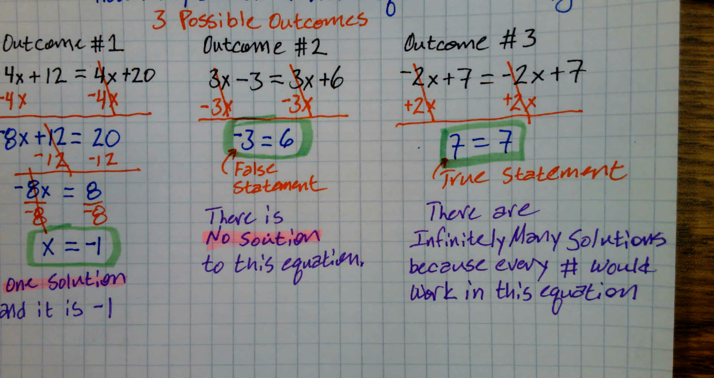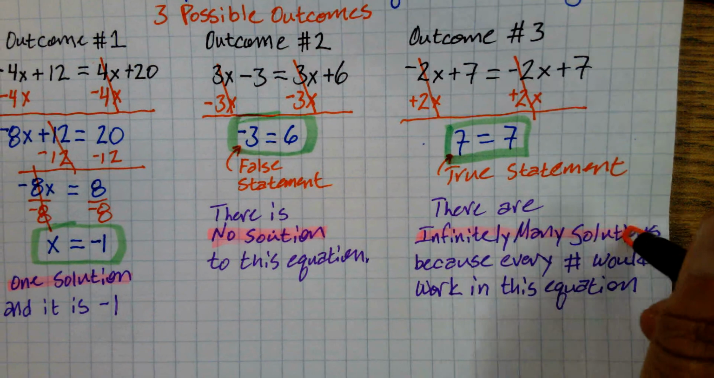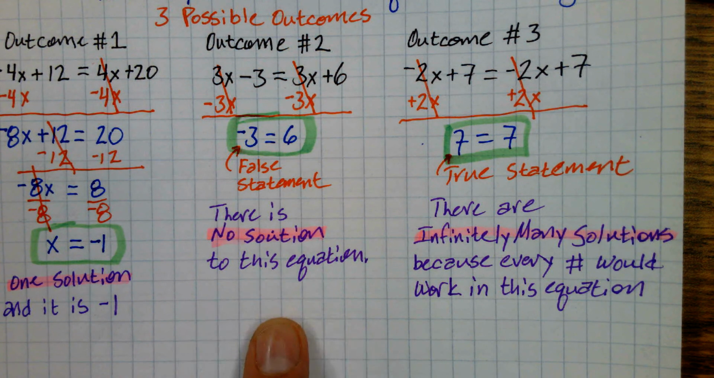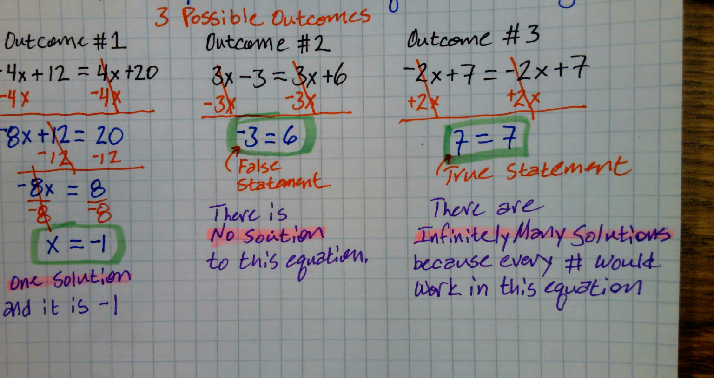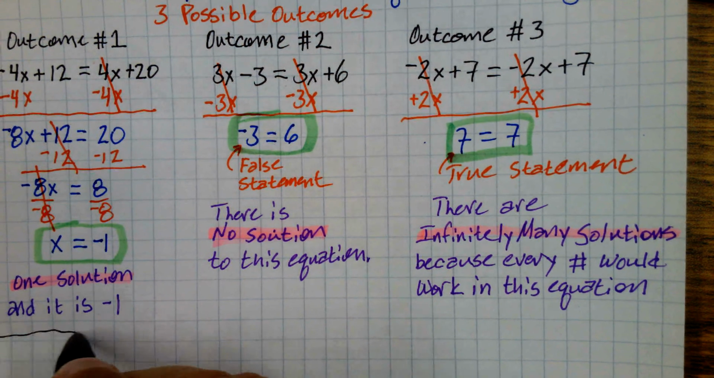Okay. We just shortened this down to infinitely many solutions. So what that means when you end up with a true statement is every single number you could think of, positive, negative, as long as it's on the number line, you put it in for x, it would work. Okay, so we can end up with one solution, which is what mostly happens, no solution, and then infinitely many. Okay. All right. Any questions?